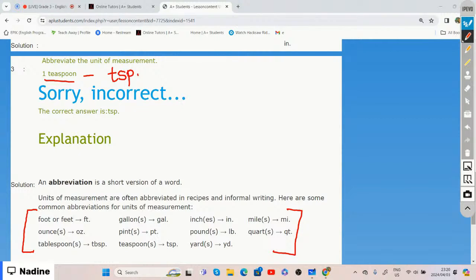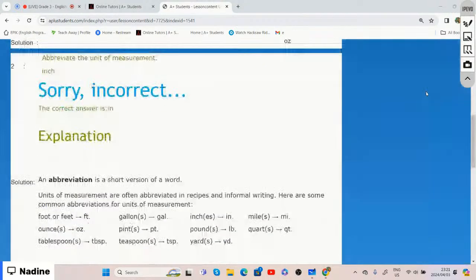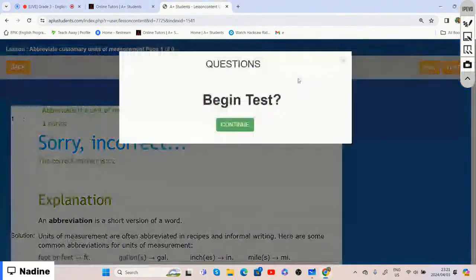That is basically, like we can say, the shortened version of teaspoon. So well done. Remember, whenever we abbreviate a word or shorten that word, it needs to be followed by a period. So well done. All right, so let us go to our test. So now we're going to our test and we're going to see if we can abbreviate units of measurements, right?